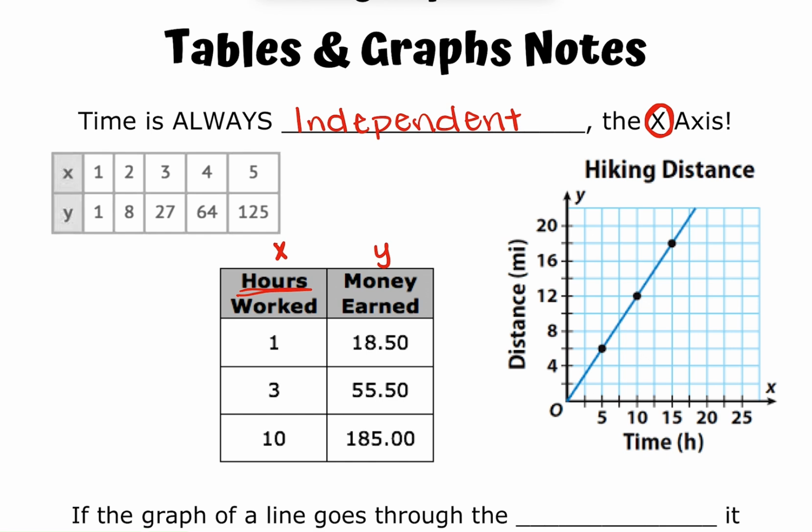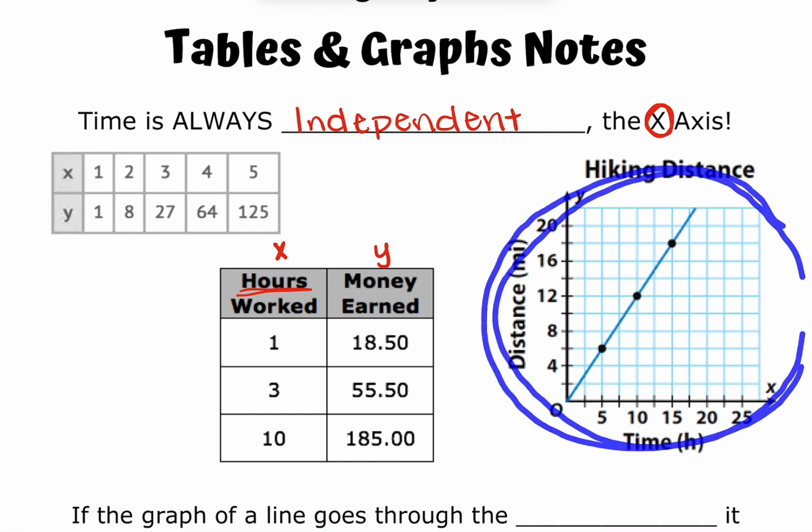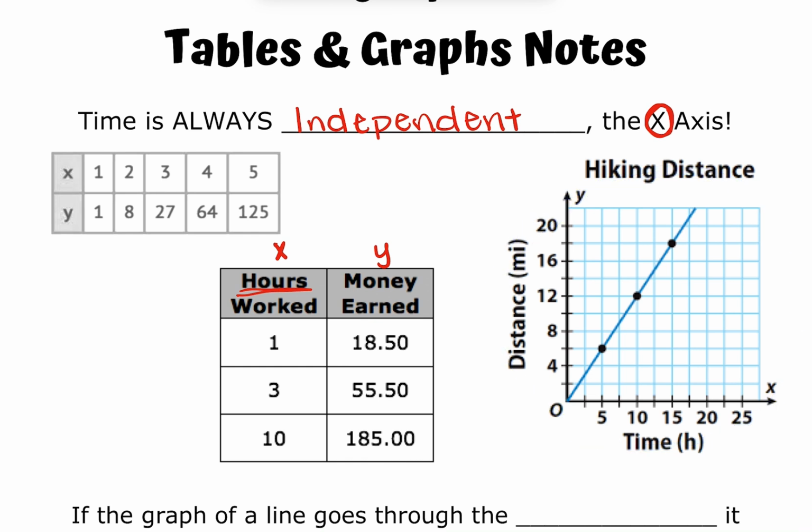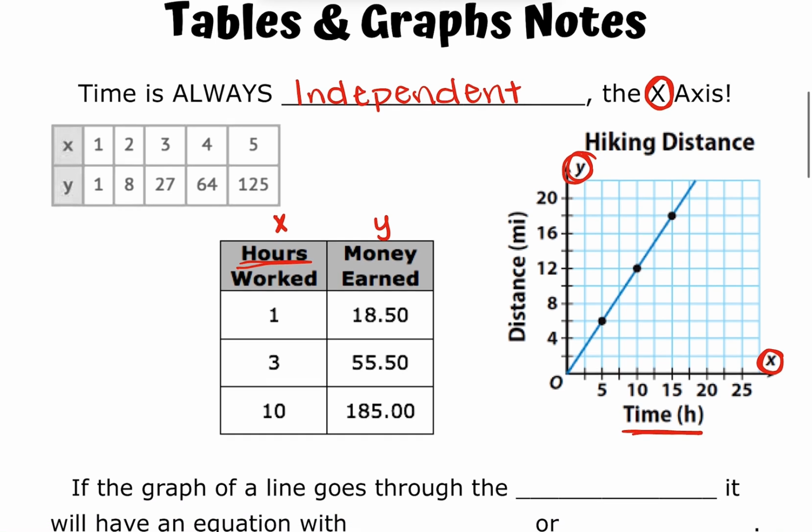And then if we are looking at this coordinate plane over here, okay, on this one, we have our x here on the bottom and our y here. And again, time is on the x-axis. So that is where that comes from.